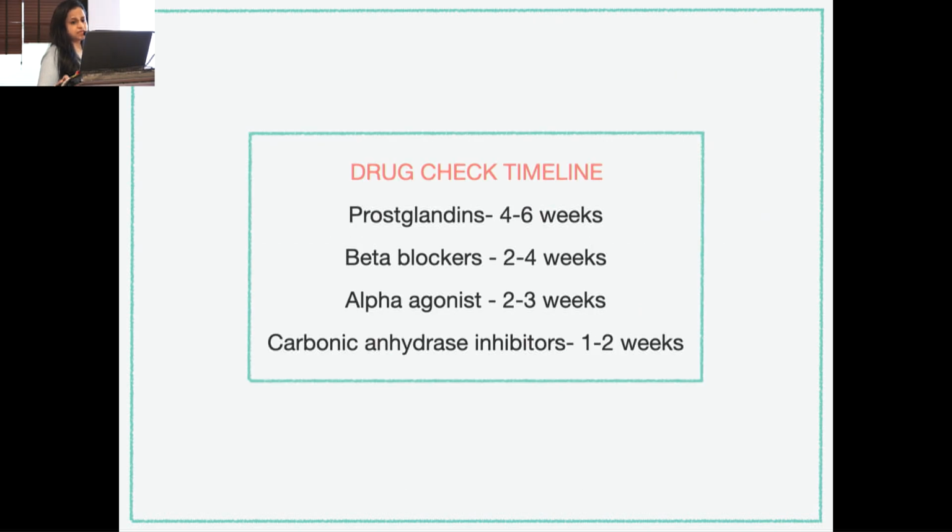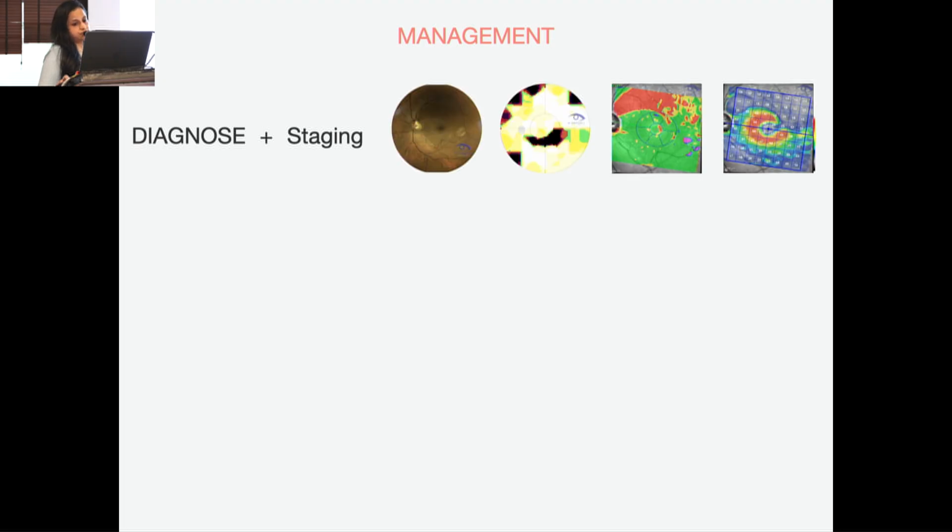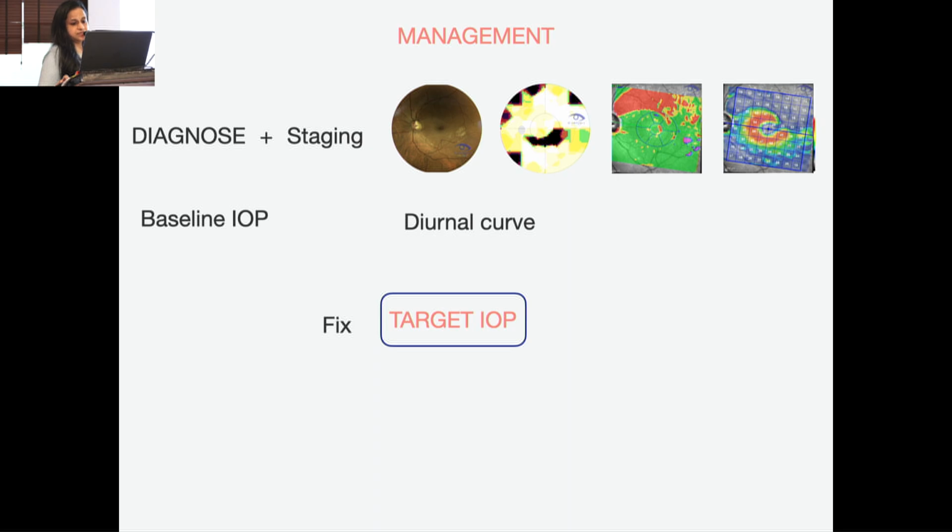So we have a drug check timeline: prostaglandin takes at least 4 to 6 weeks for its peak effect, beta blockers 2 to 4, alpha agonists 2 to 3 and carbonic anhydrase inhibitors 1 to 2 weeks. So generally when a patient comes to you, the first thing you do is diagnose and stage the disease with fundus photo, visual fields and OCT. Then you have to find the baseline IOP, see the fluctuations, diurnal curve and form a baseline IOP, then fix a target IOP based on the staging. It can be a percentage drop or it can be according to mild, moderate, severe disease.